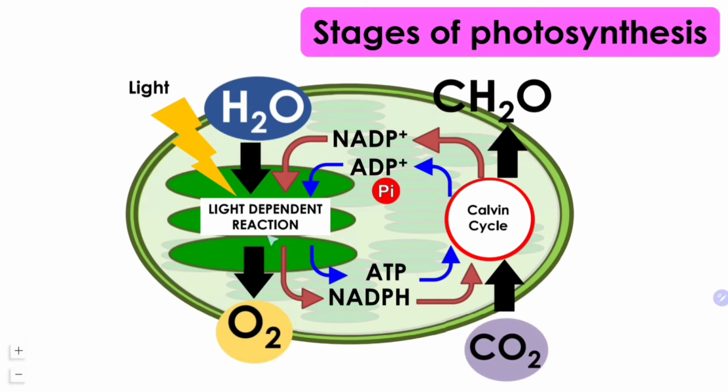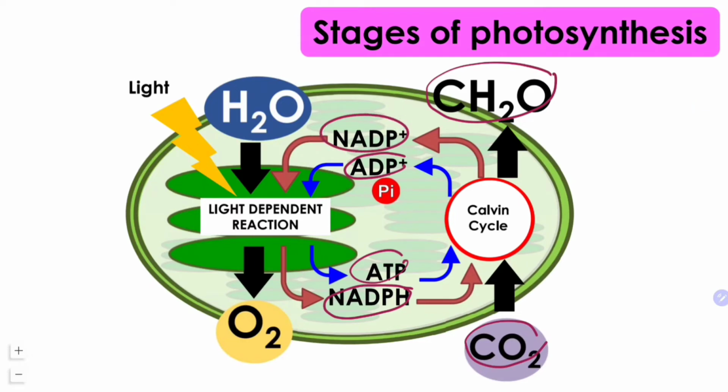On the thylakoid membrane, during light-dependent reaction, light energy will be used to convert water into oxygen as well as producing ATP and NADPH. Next, during the Kelvin cycle, ATP and NADPH will be used to convert CO2 into carbohydrate. This process will regenerate ADP and NADP+.